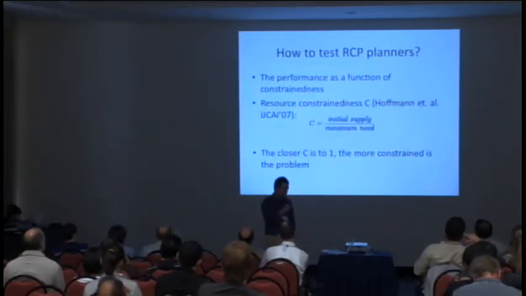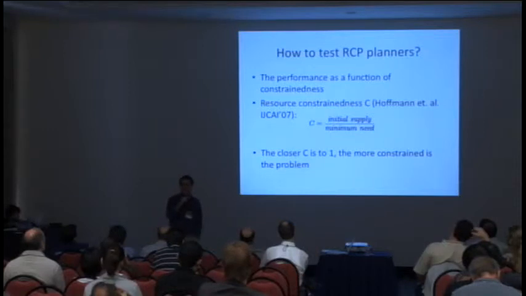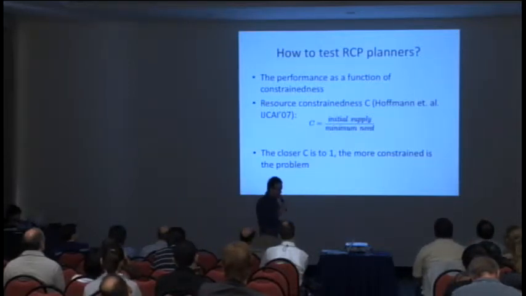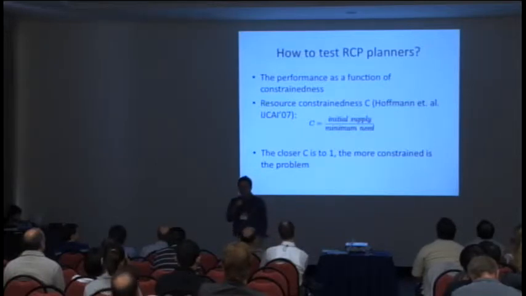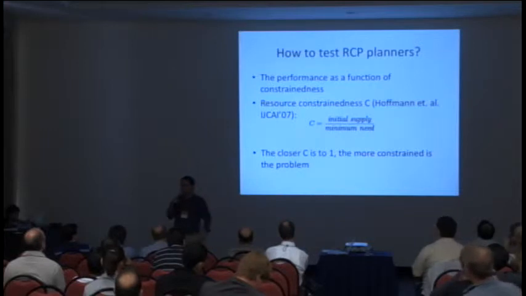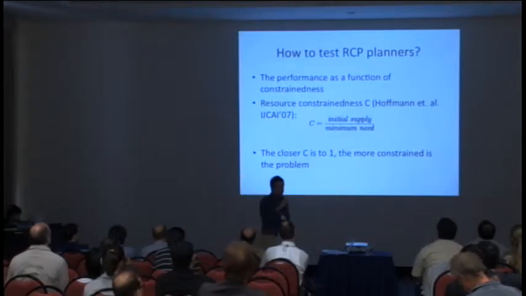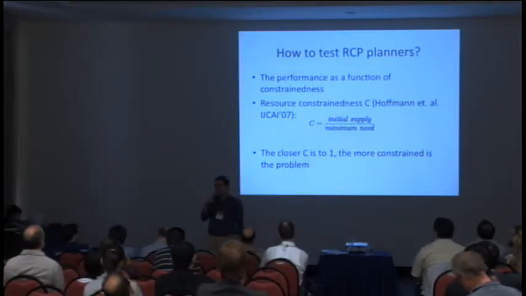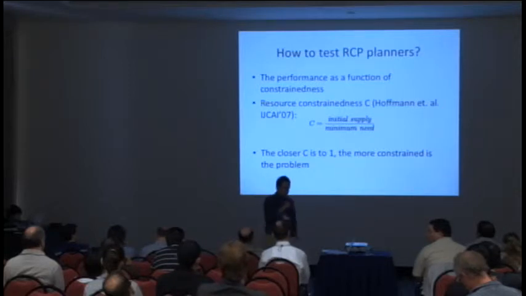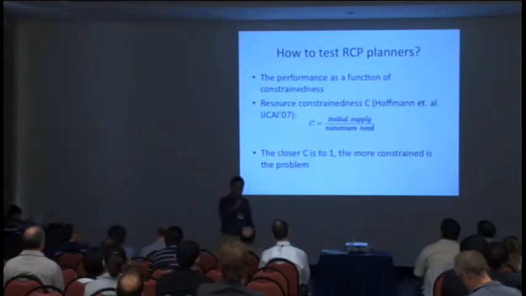Okay, now we have these algorithms, but a good question here is how we are going to evaluate them, because it is really important to see how the algorithms that we are testing are doing when the problem is really constrained. If you give an infinite amount of resource to the problem, good planners like LAMA don't have any problem solving it. They just ignore resource consumption. So just generating problems randomly is not a good idea, because you don't get the right picture. So the ideal thing is to somehow control the constrainedness in the problems that we are testing.